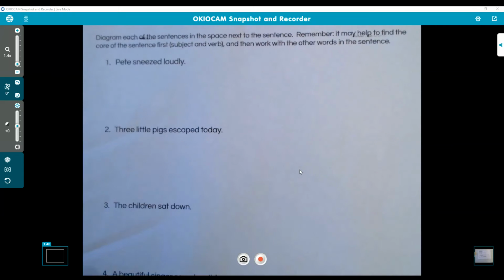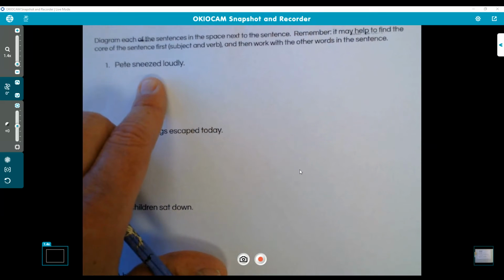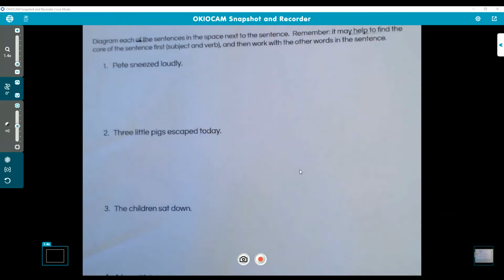So starting with sentence number 1, Pete sneezed loudly. Now I'm going to recommend right away that you look for that core, right? What verb is happening? And then who or what is doing that verb? Get that core first, and then place the other words. So press pause right now and try diagramming Pete sneezed loudly.